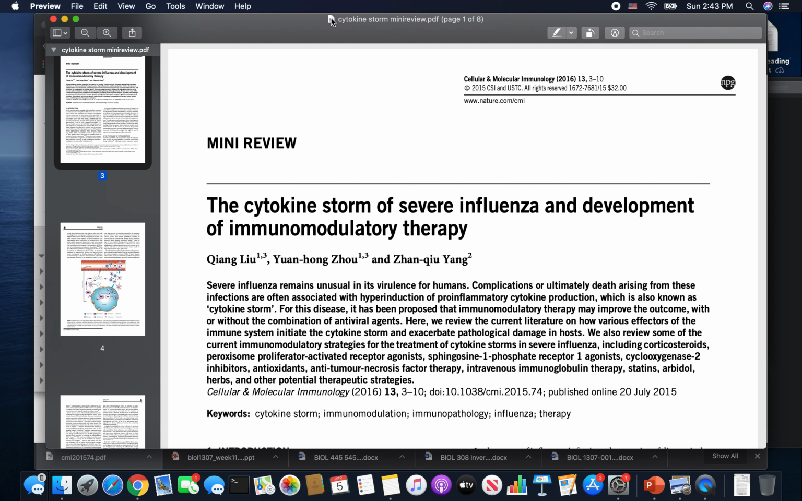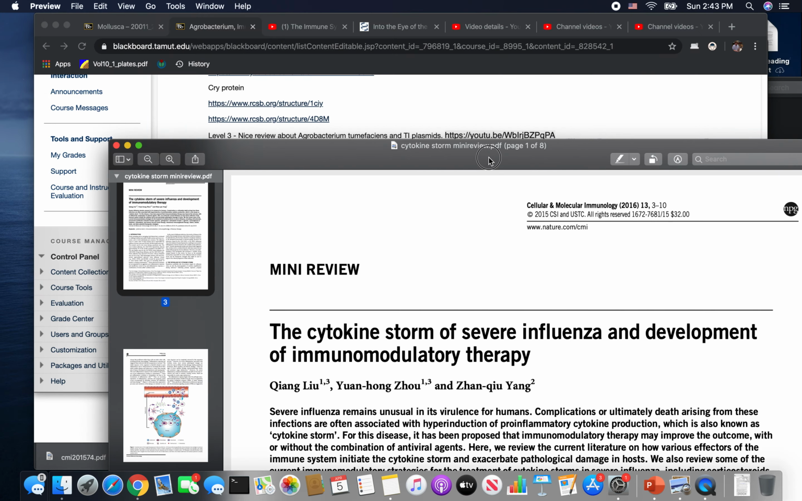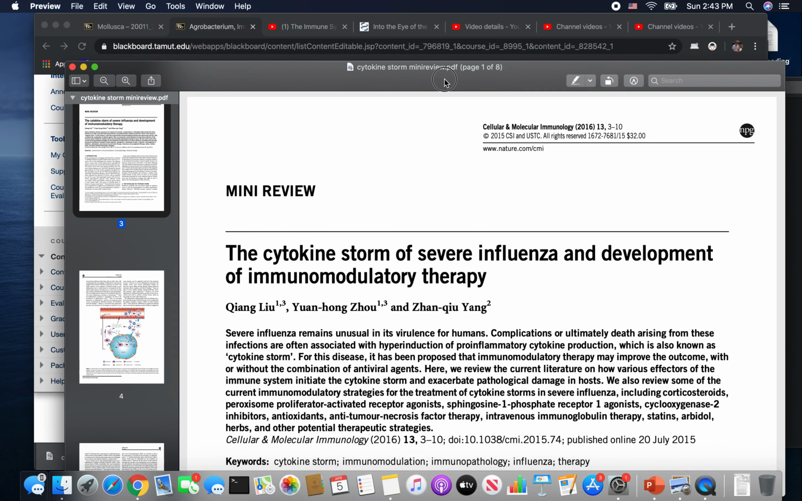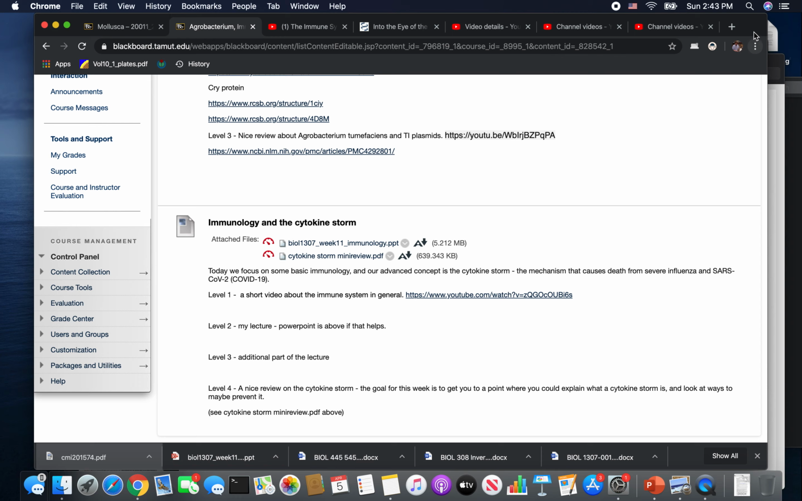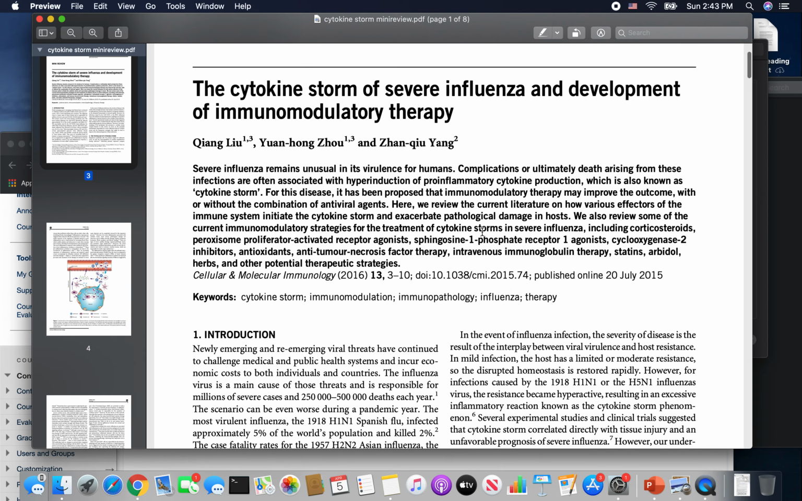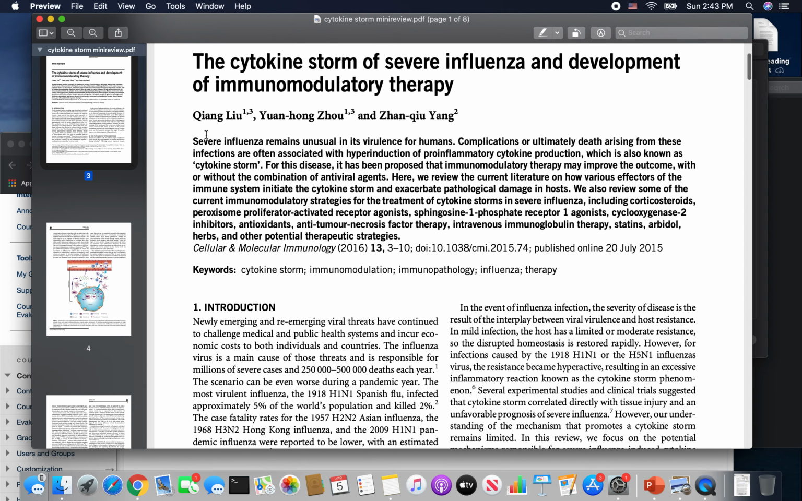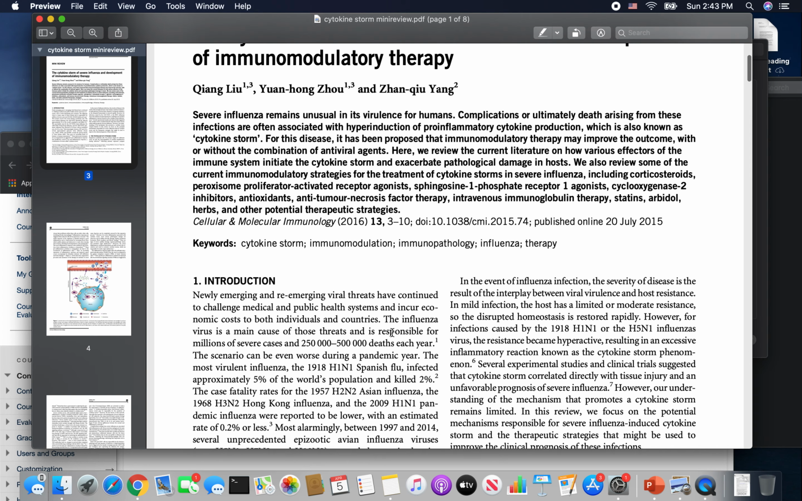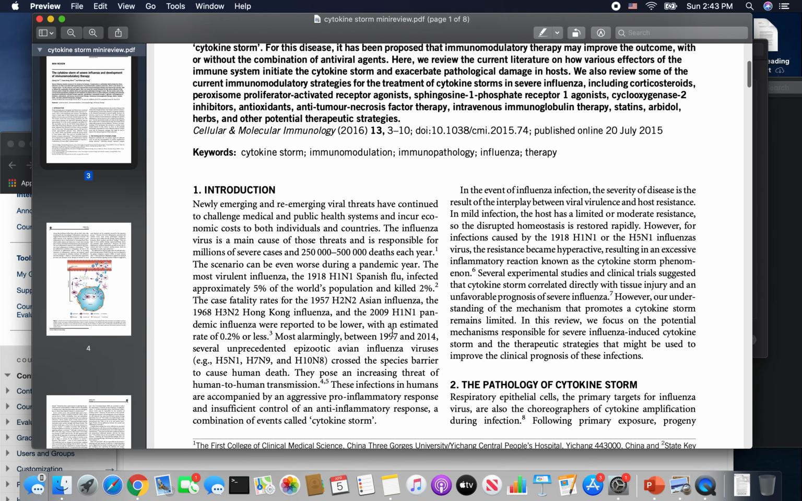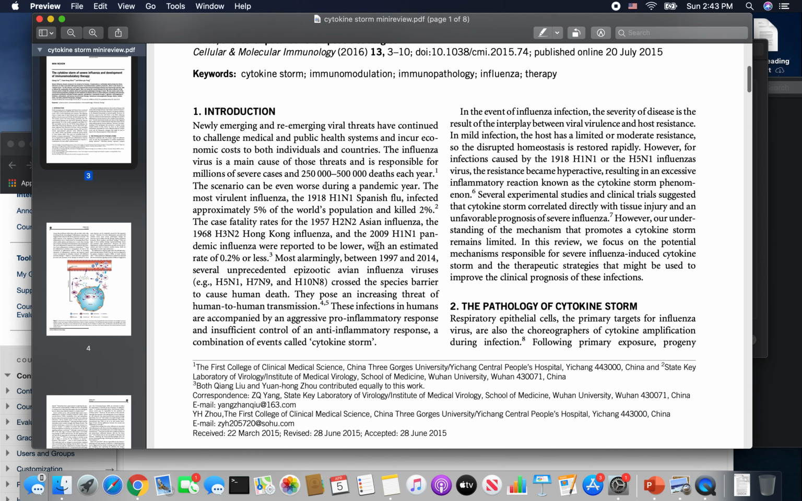So this is the cytokine storm mini review, and that is going to be posted on Blackboard as well. Let's see if we've got it up there already. Yeah, there. Look at that. Cytokine storm mini review. All right. So this is going to be good, but this is not going to make a lot of sense until after you've gone through basically all those other steps. And this is going to take you through what happens.